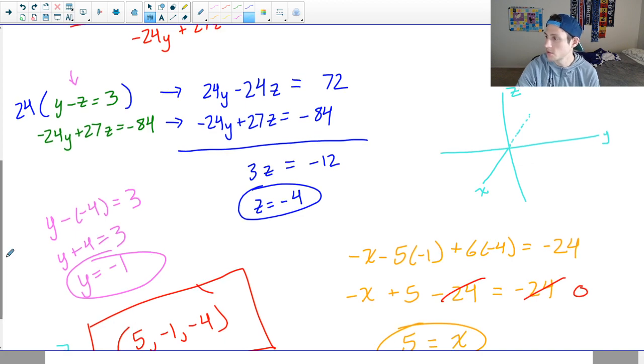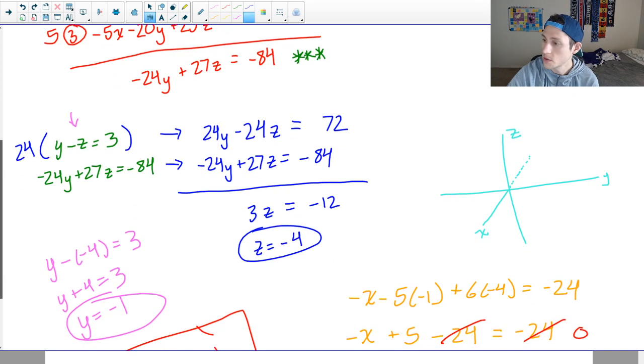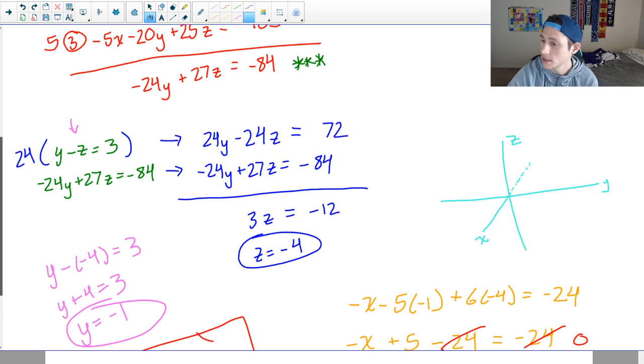5, negative 1, negative 4. All right, so that's what we're doing when we solve these systems, or when we solve any equations like this. We're finding where they're the same, so where do they meet? Where do they intersect?